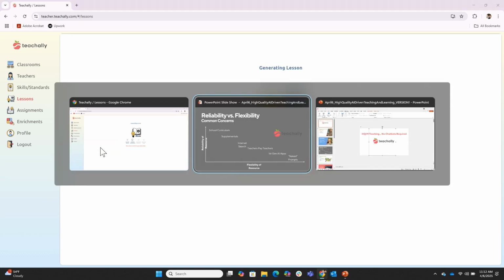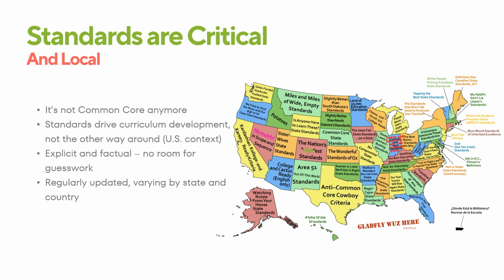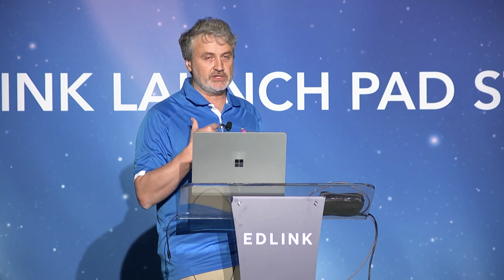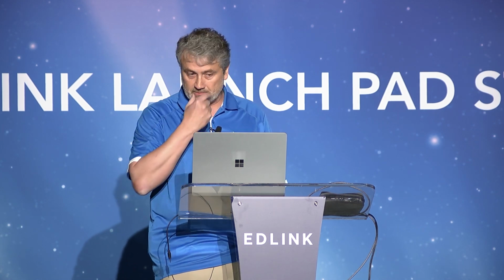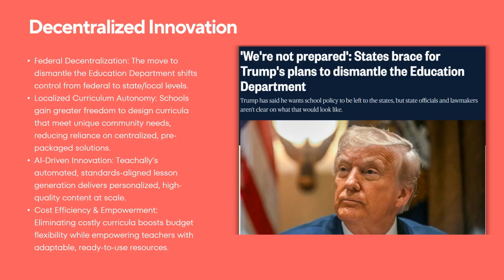While it's doing that, let me continue with my story here. Standards are critical and they're hyper-local. It's not Common Core, hasn't been Common Core for a long time, but it's also extremely regional. And standards drive curriculum development, not the other way around. That's the way that it works in the United States. Standards are explicit and factual, and there's no guesswork, which is why in our system, we've integrated 1 million standards that are native. And they're regularly updated and vary by state and country and by locality as well.